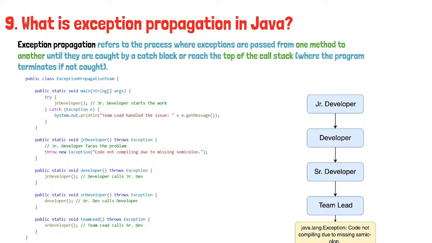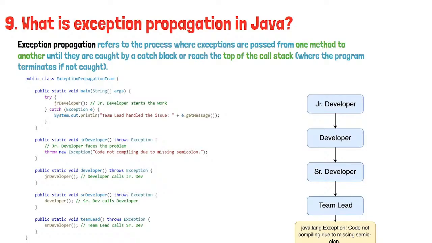So you can understand this by example: we have a junior developer, and we have given one problem to the junior developer. He hands it to a developer, and the developer hands it to a senior developer, and the senior developer hands it to the team lead.